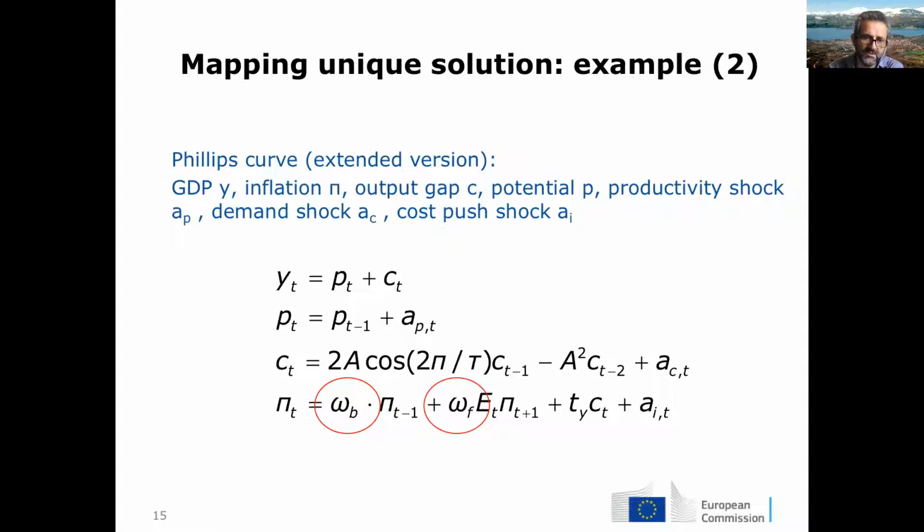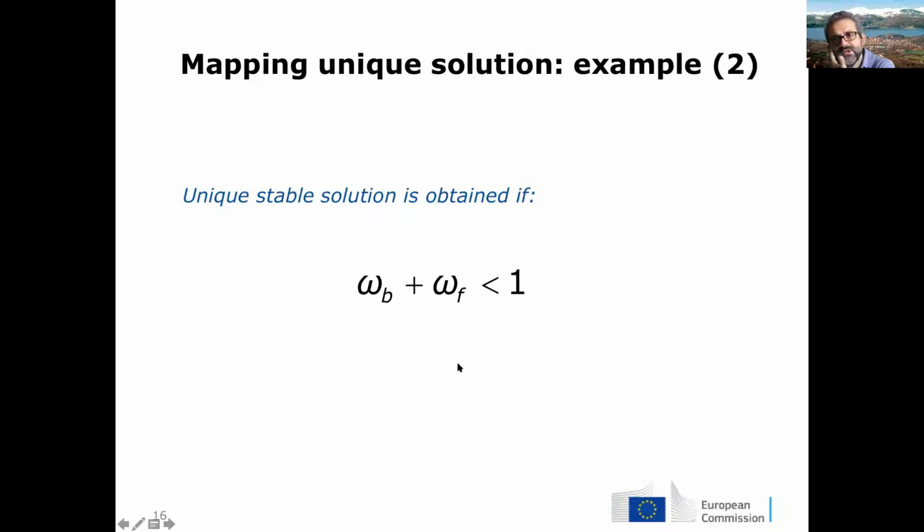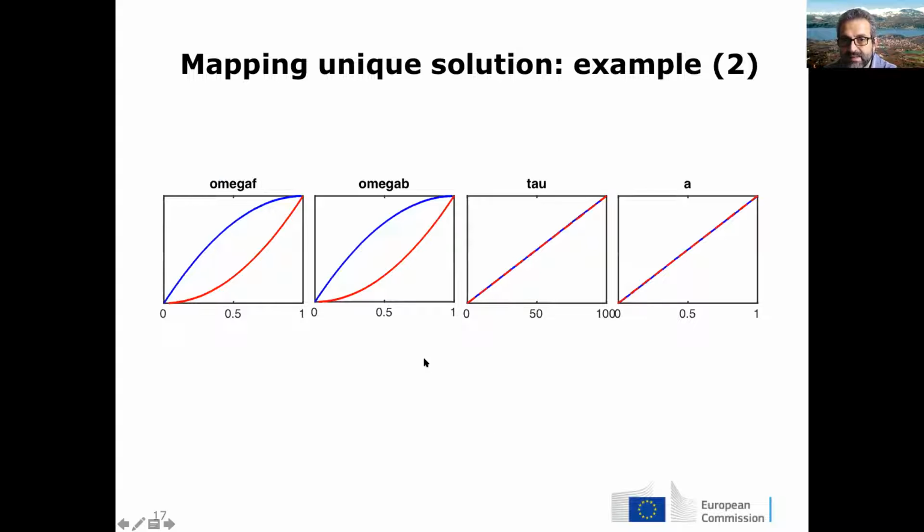Let's complicate the model a bit more. Instead of having a unique parameter, we allow for having two separate ones, an omega backward and an omega forward parameter. Also in this case, we have an analytical solution, and the analytical solution prescribes that the sum of the two coefficients must be smaller than 1. Again, let's assume that we don't know how to do the paper and pen proof of this uniqueness condition, and so we apply the same methodology.